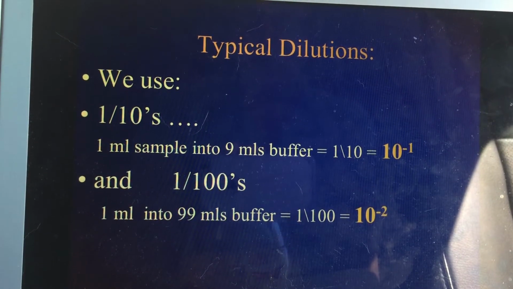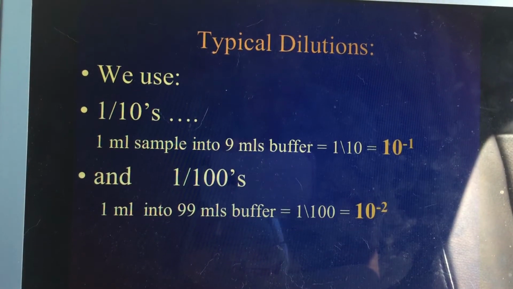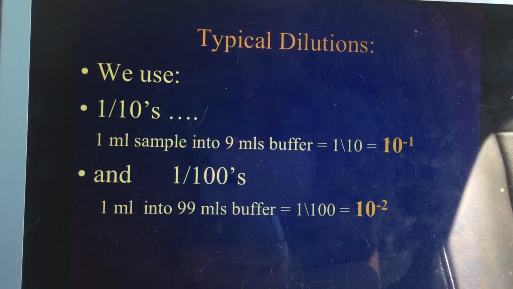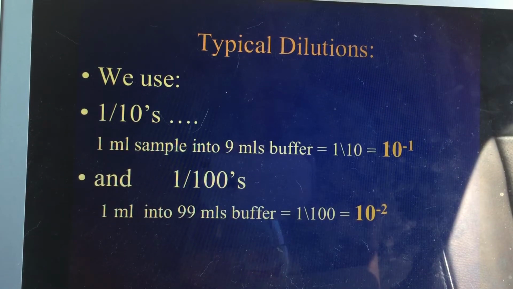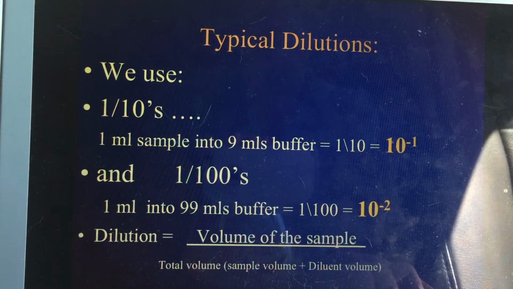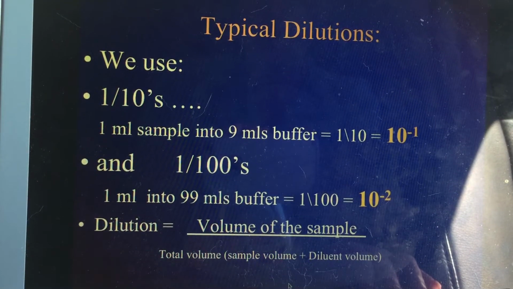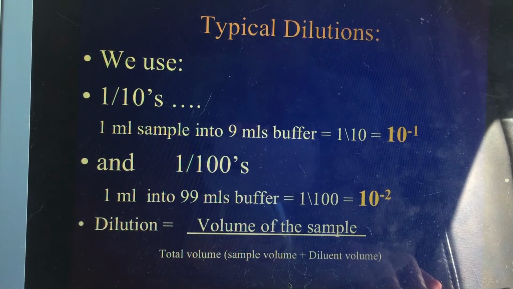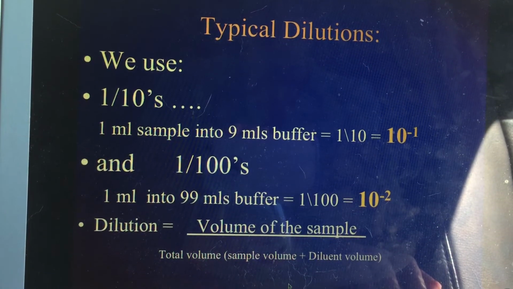So a 1 in 10 dilution, 1 part sample, 9 parts buffer, would be written as 10 to the minus 1. A 1 in 100 dilution, 1 part sample and 99 parts buffer, would be written as 10 to the minus 2. A general formula that you can follow is the volume of your sample divided by the total volume. This includes your diluent volume and your sample volume.